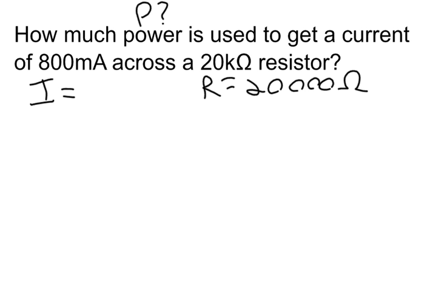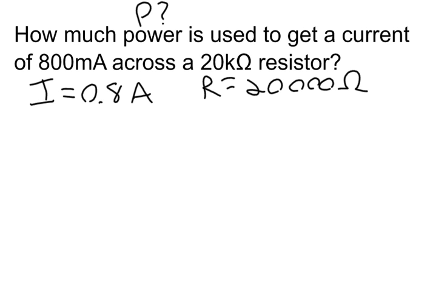The current is 800 milliamps. Milli means 1,000th, so it's 800 thousandths of an amp, which reduces to 8/10 or 0.8 amps. Now this is in SI units. So that's one little problem taken care of. So we've got P, we've got I, and we've got R.